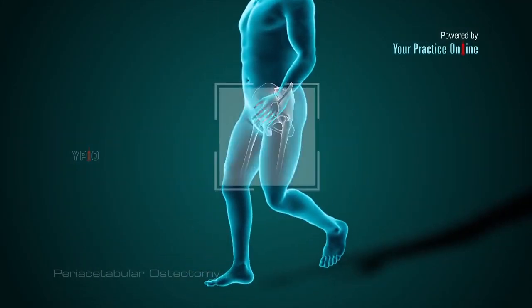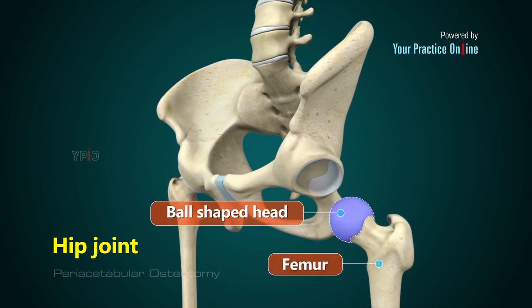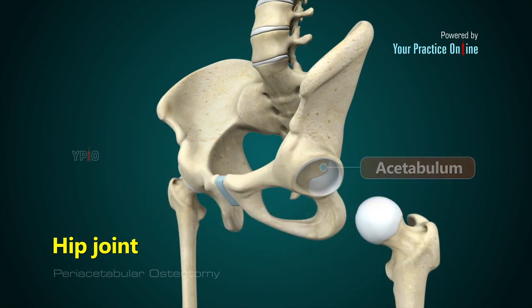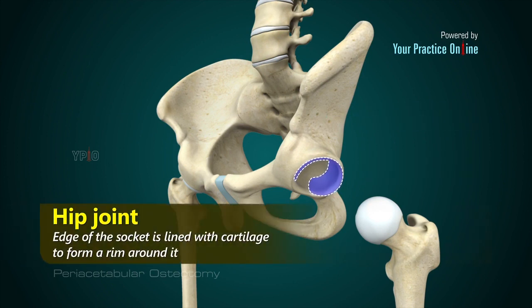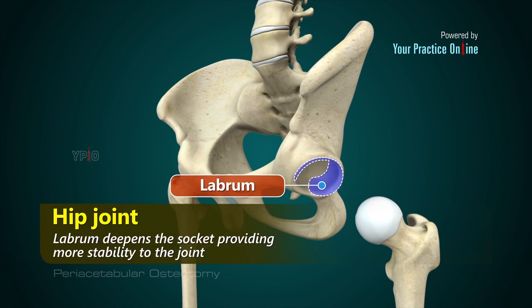Hip anatomy. The hip joint is a ball and socket joint where the ball-shaped head of the femur articulates with the acetabulum of the pelvic bone. The edge of the socket is lined with cartilage to form a rim around it called the labrum. The labrum deepens the socket, providing more stability to the joint.